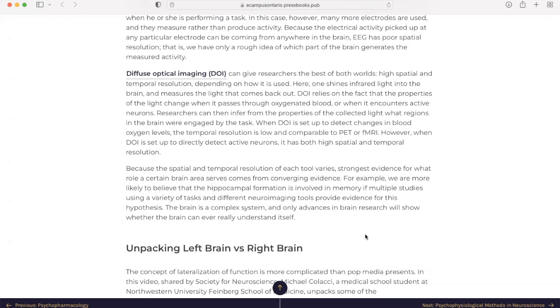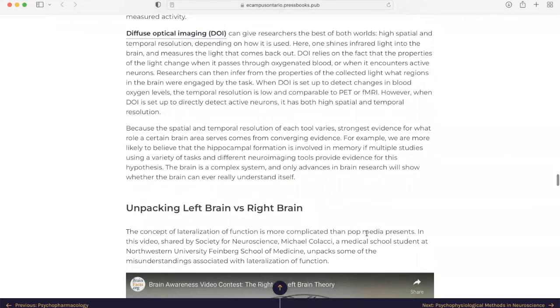Because the spatial and temporal resolution of each tool varies, the strongest evidence for what role a certain brain area serves comes from converging evidence. There we go, back to the converging evidence. So you have to grab information from a few areas.